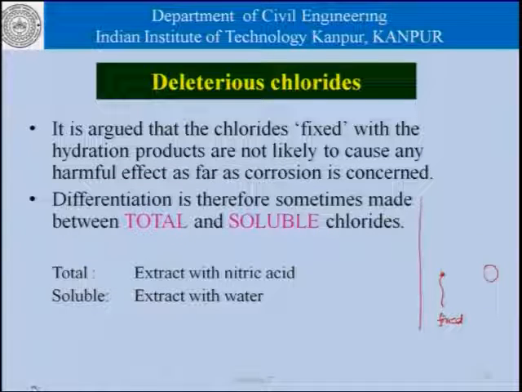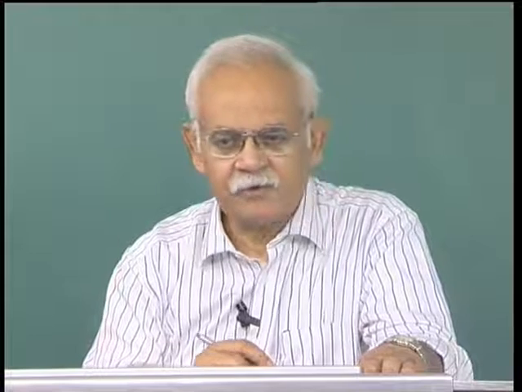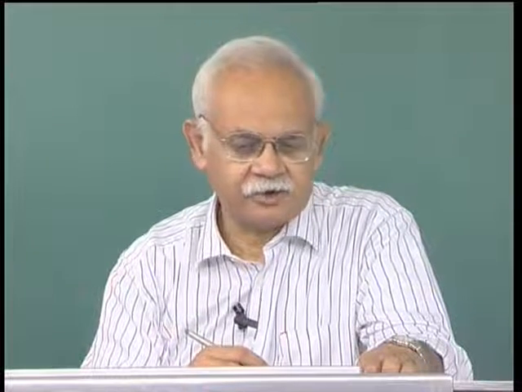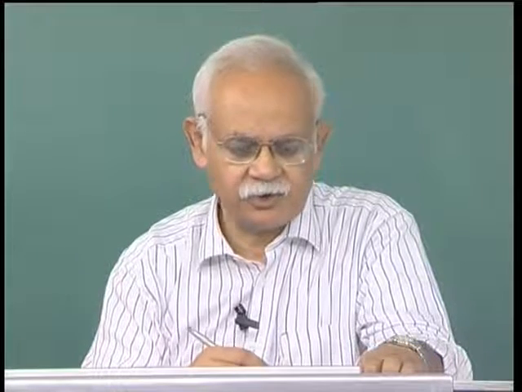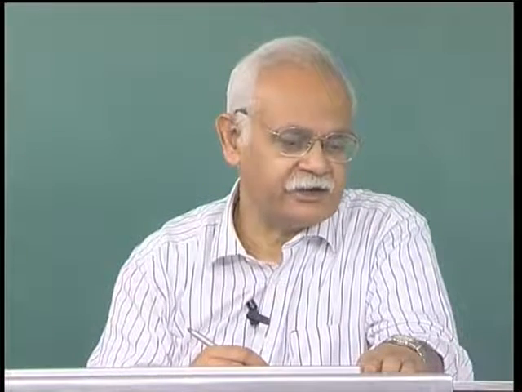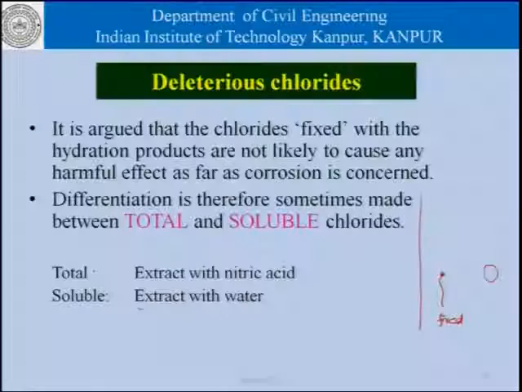Therefore, a differentiation is sometimes made in terms of total chlorides and soluble chlorides. Total chlorides in concrete are determined by extracting the chlorides with something like nitric acid. We take a powder of concrete, boil it with nitric acid, and all the chlorides which are there come out as ions, whether they are in hydration products, in pore solution, or adhering to the surface. In the case of soluble chlorides, we do not want the chlorides which are bound in hydration products to come into solution, and therefore, the extraction is with water. There are methods to do it.